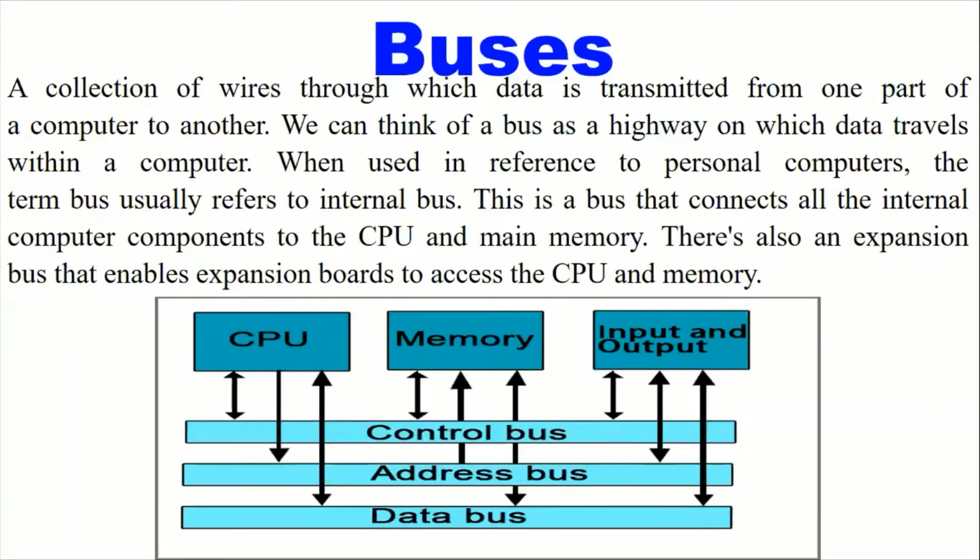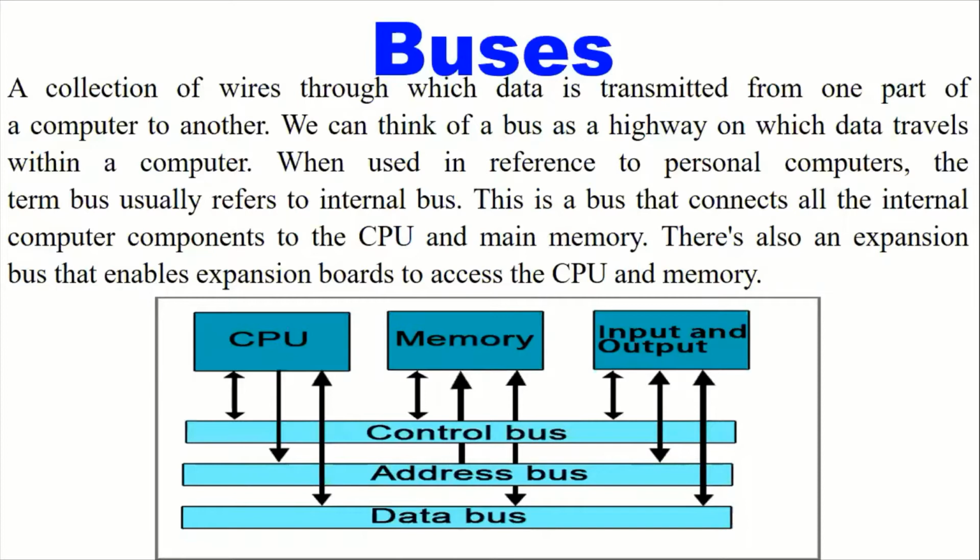A bus is a collection of wires through which data is transmitted from one part of a computer to another part. We can think of a bus as a highway on which data travels within a computer. We can say that buses are the highway, and through this highway data can travel from one part of a computer to another part, and within the computer.